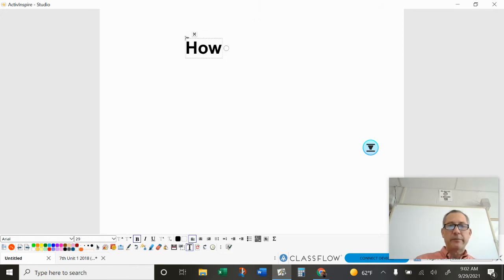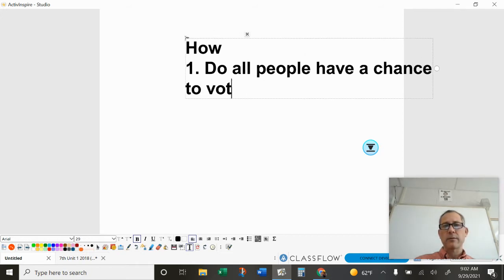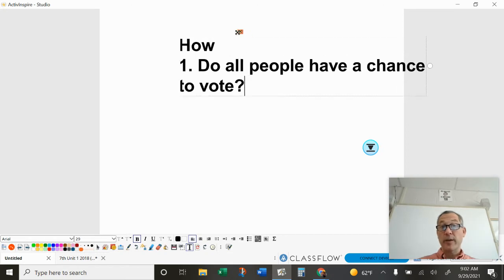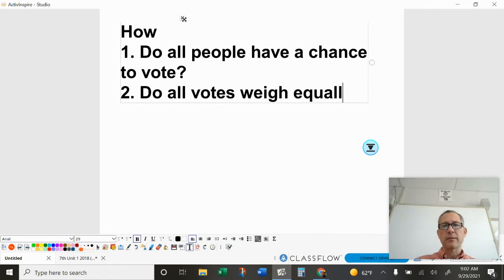So the how, we would say one, do all people have a chance to vote? Right? So we call that universal participation. It can't be a vote of just the tribal elders or a vote of just the men or a vote of just these people. It's got to be everybody. Two, do all votes weigh equally?